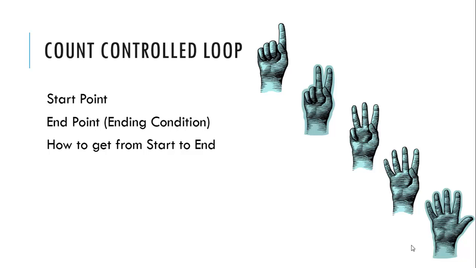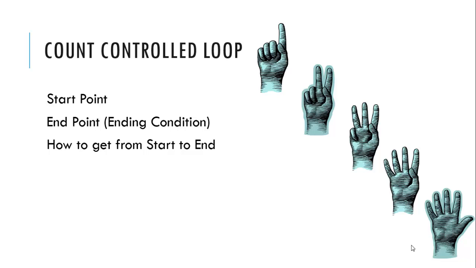Now we're going to be looking at count-controlled loops. A count-controlled loop is a loop in which you know the count. So you know the starting point, you know the ending point. Those are the two main important things. You just need to write logic that will take that start point to the end. For example, if you had to print the first 5 whole numbers on the positive side, 1, 2, 3, 4, 5, then your starting point is 1, your ending point is 5.